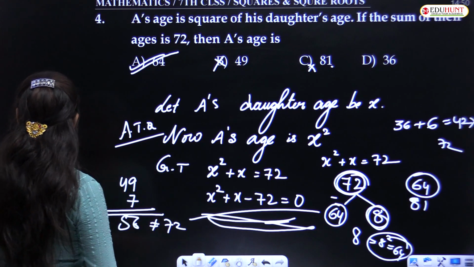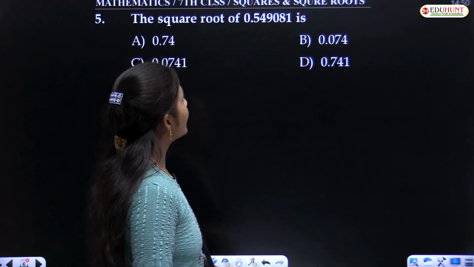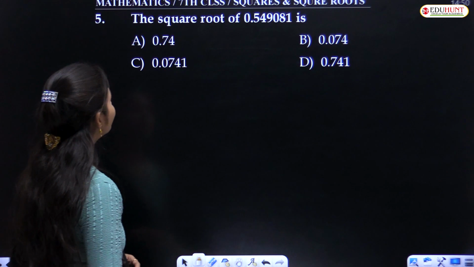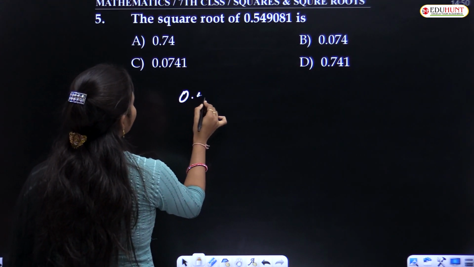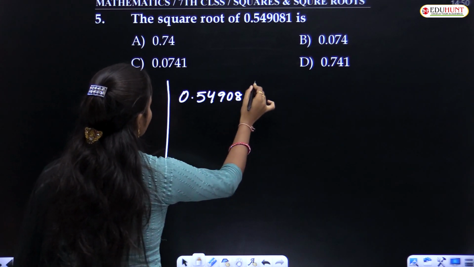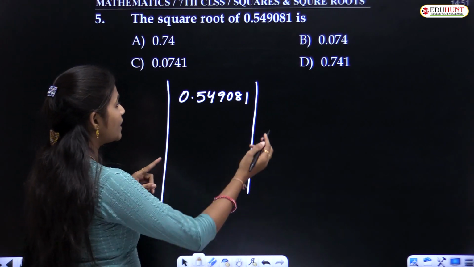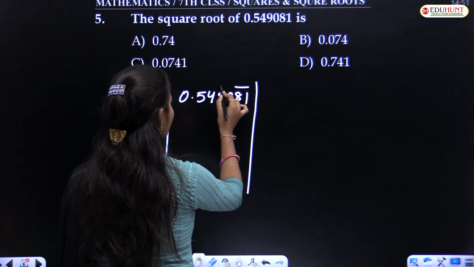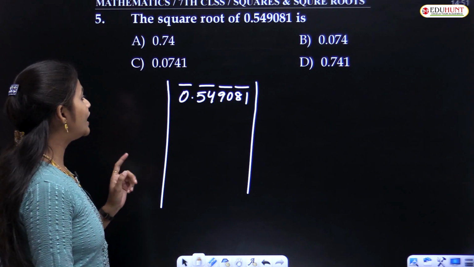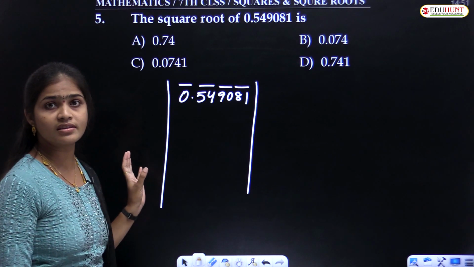Okay, so the next one is the square root of 0.549081, which means the square root of a decimal number. So what is the given decimal number? 0.549081. What is the first step we have to do? From the right side onwards, we have to group the digits as pairs. Completed? What is the second step? We need to take the nearest square value of the first digit or the first number.